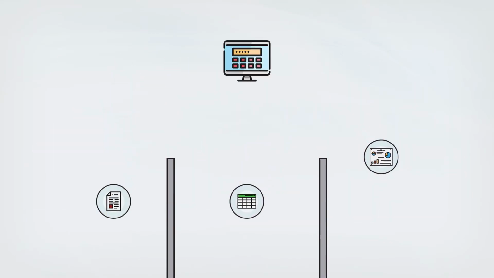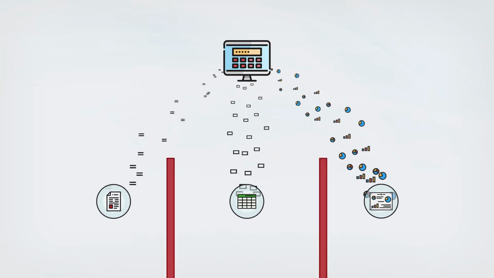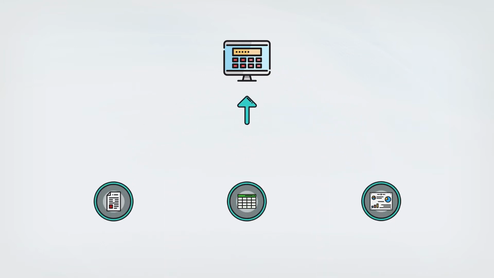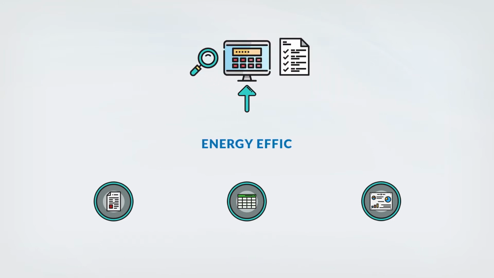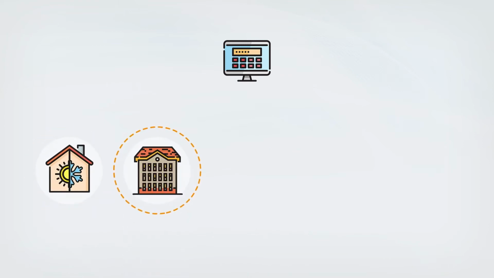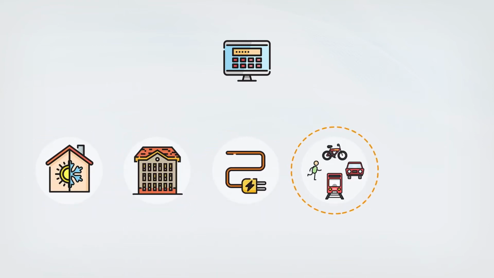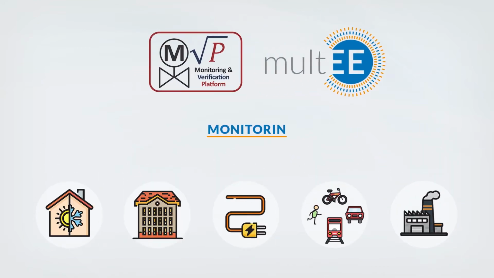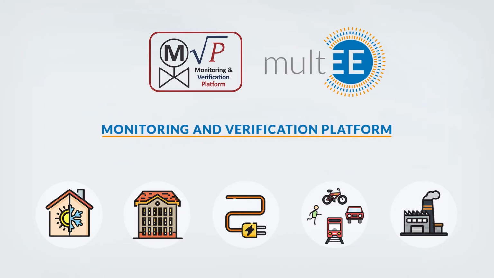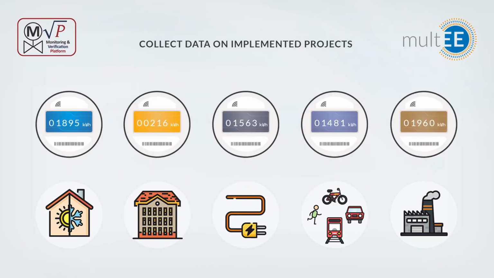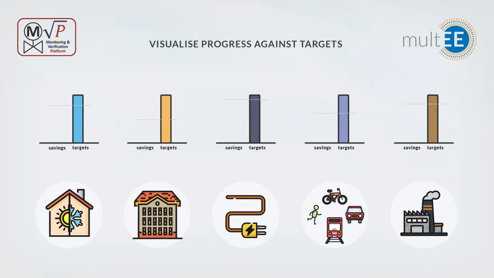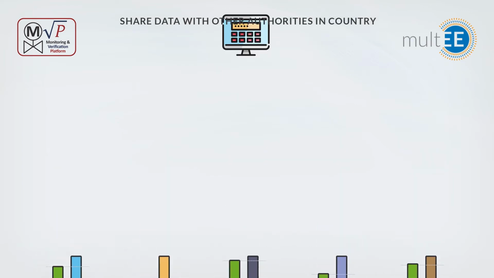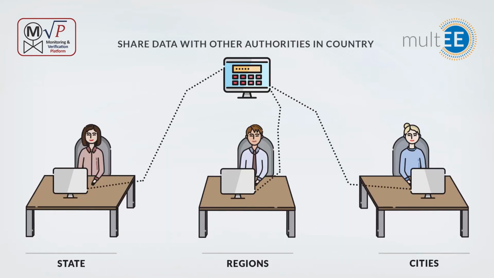But what if the same set of data could be used by different authorities within your country? They could record, monitor, and assess their energy efficiency measures to address, for example, heating and cooling, the building envelope, electricity use, mobility, or the industrial sector. The multEE project developed a monitoring and verification platform that helps you systematically collect data on implemented projects, calculate your energy and CO2 savings, visualize progress against targets, and share data with other authorities in your country.